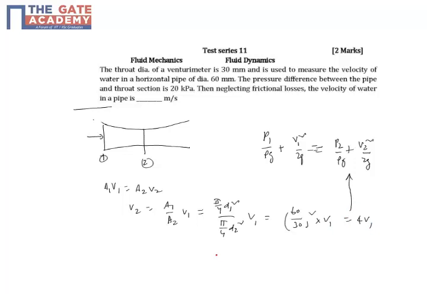So P1 by rho g. Then the pressure difference is given. So P1 minus P2 by rho g. The velocity here increases, so the pressure will decrease. So bring P2 to the left side, and V2 square minus V1 square by 2g.